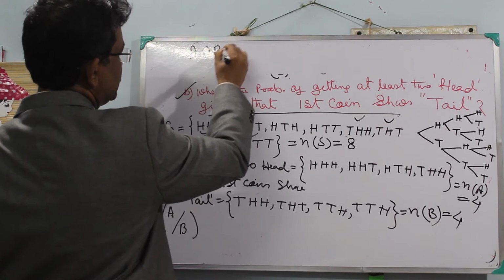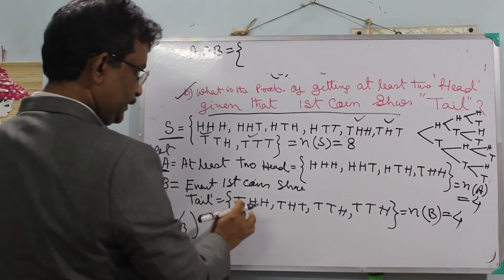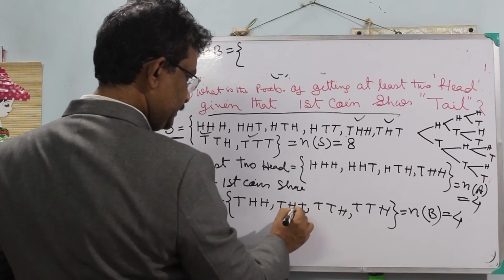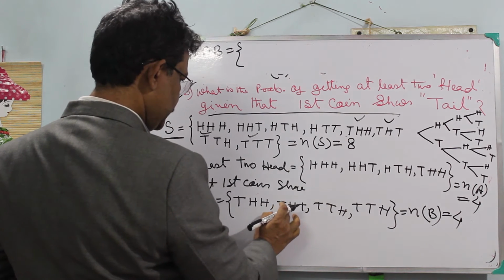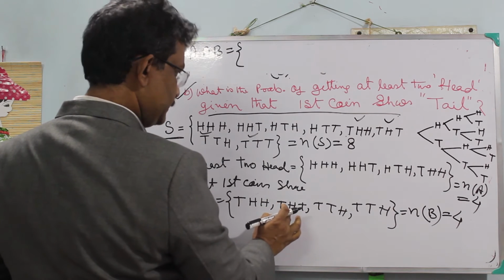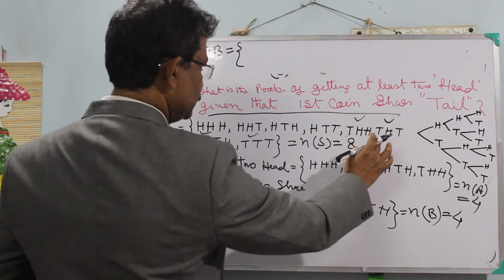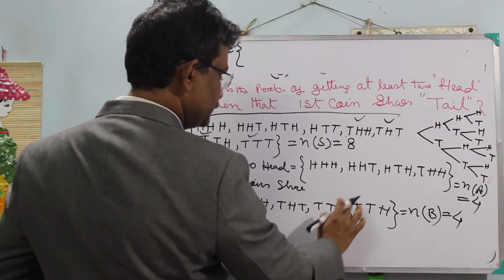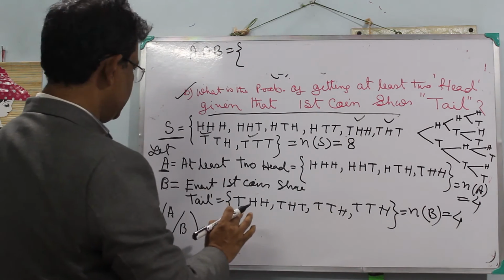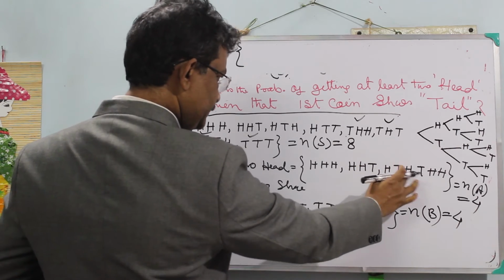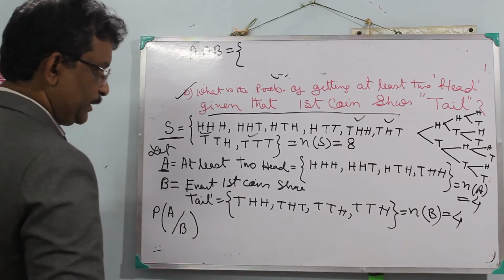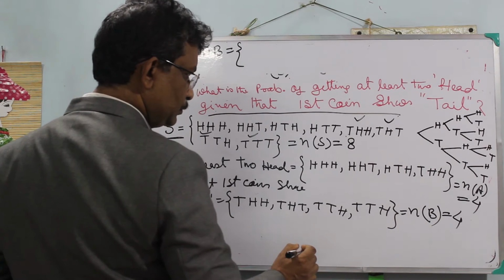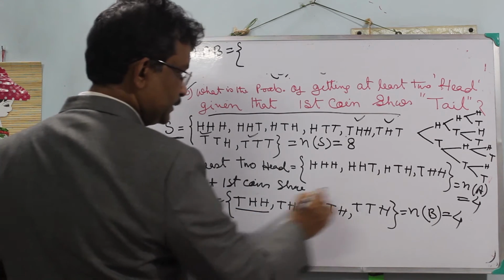A intersection B: HHH no, HHT no, THT no, HTH no, TTH no, THH yes. We compare the elements of A and B, this and this.